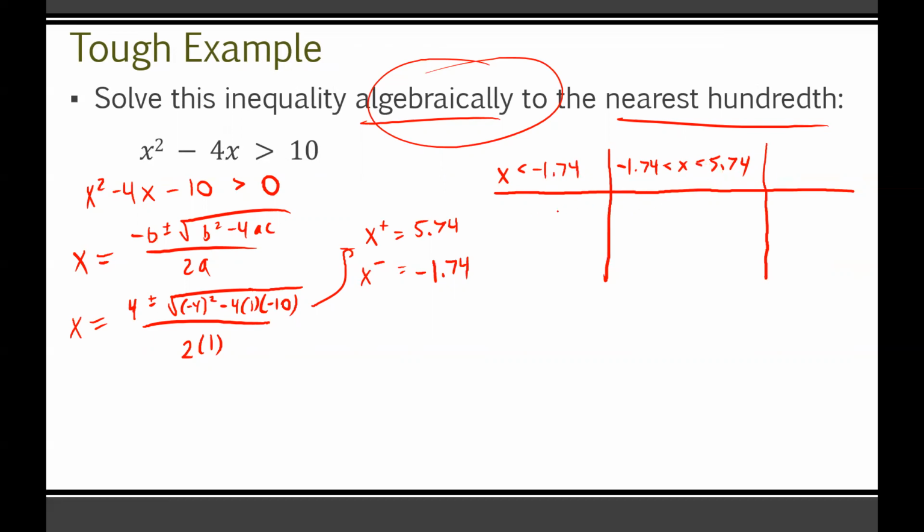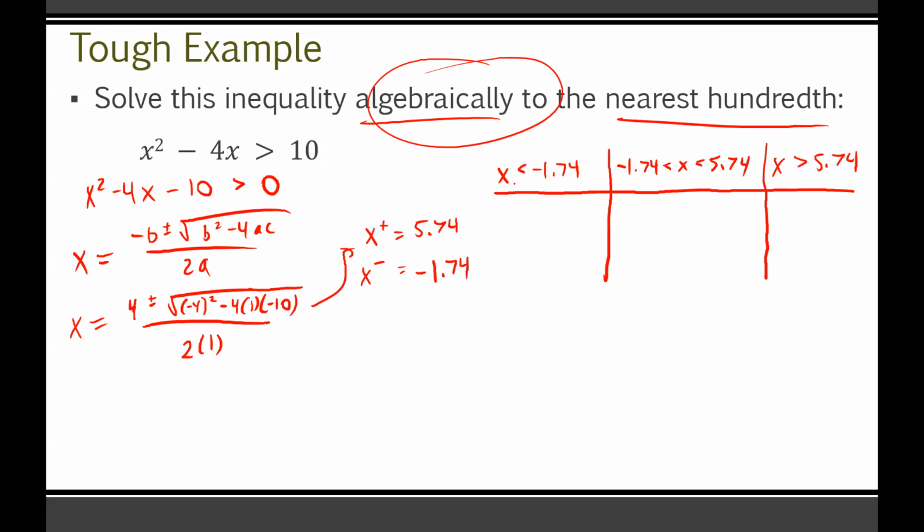Last one, we want to check the ones that are bigger than the biggest one. So x is greater than 5.74. Now, the good news is when you plug in numbers into this, you are not obligated to use decimal numbers here. Matter of fact, I think you'd be kind of crazy if you tried.